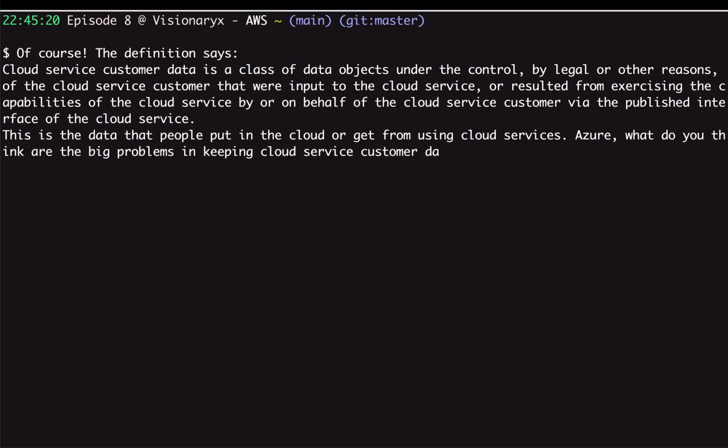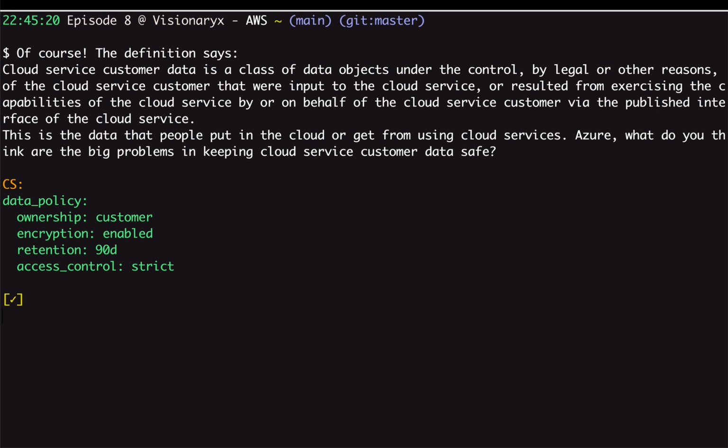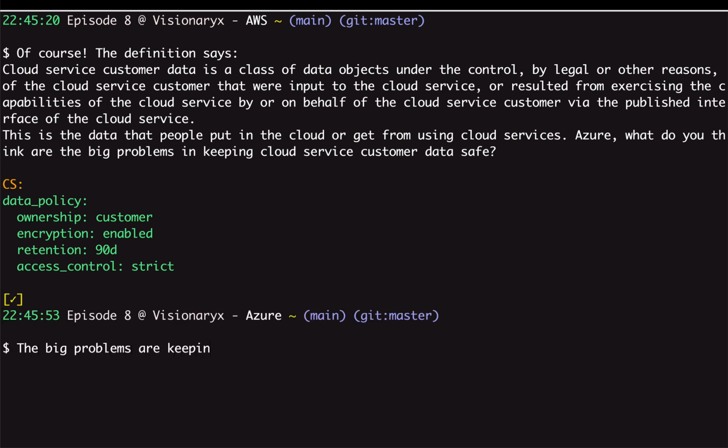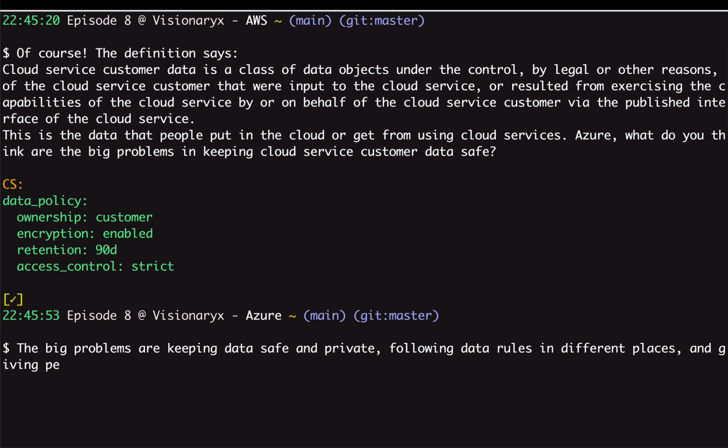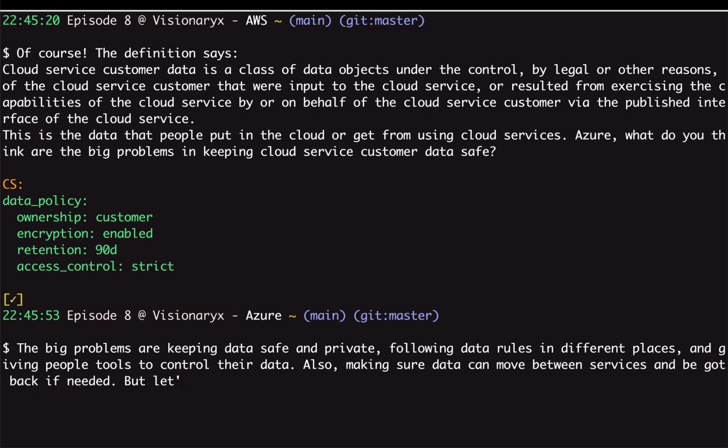Azure, what do you think are the big problems in keeping cloud service customer data safe? The big problems are keeping data safe and private, following data rules in different places, and giving people tools to control their data. Also, making sure data can move between services and be got back if needed.